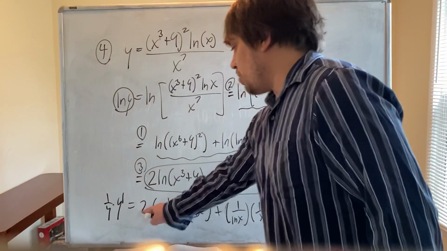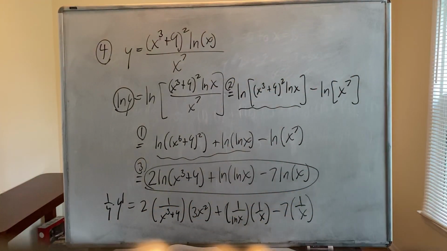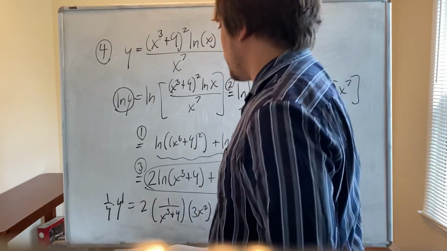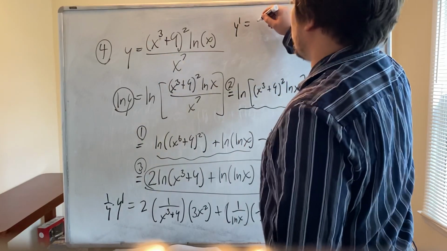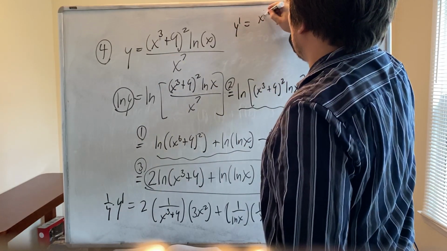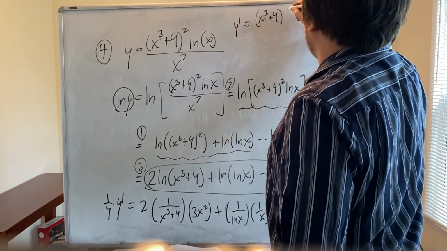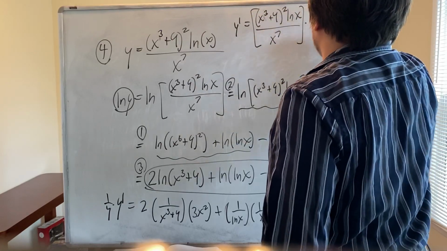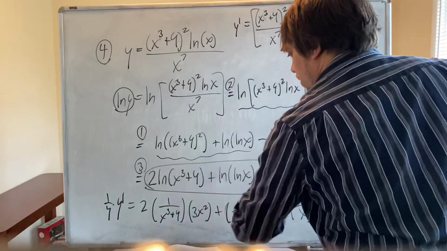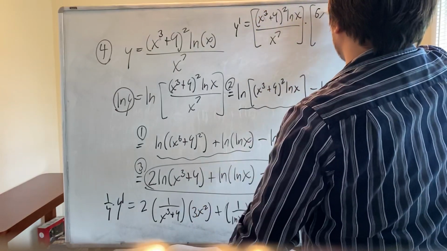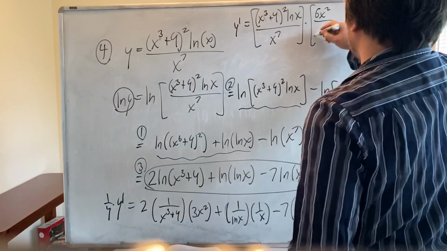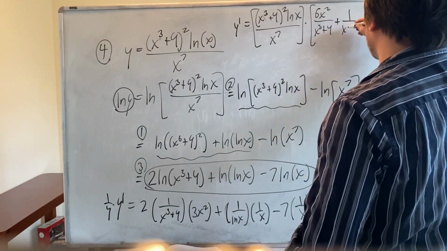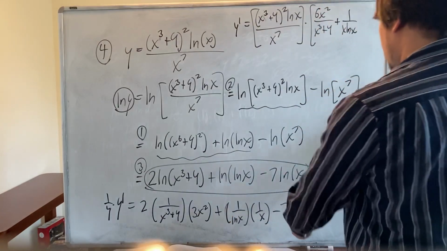So 1 over y times y prime is equal to that whole thing. Then solving for y prime, you get y prime is equal to y times all of that. And y is that. So this is y cubed plus 4 squared ln x over x to the 7th times that whole thing. So 2 times 3x squared is 6x squared over x cubed plus 4, plus 1 over x ln x minus 7 over x.